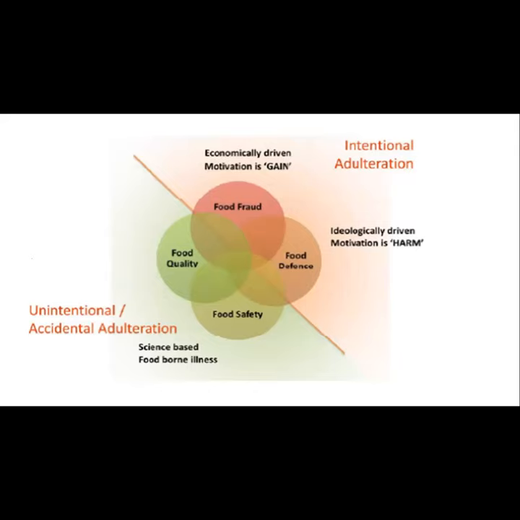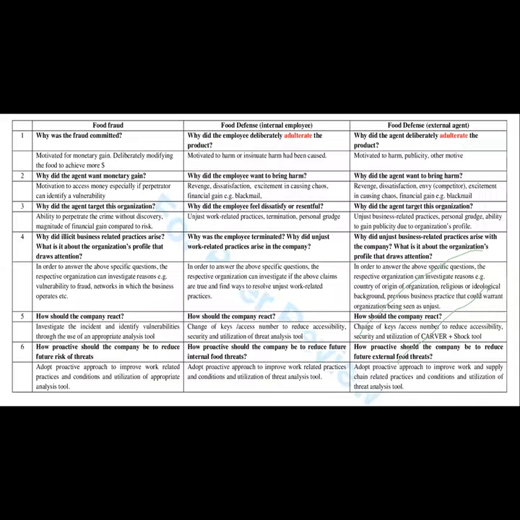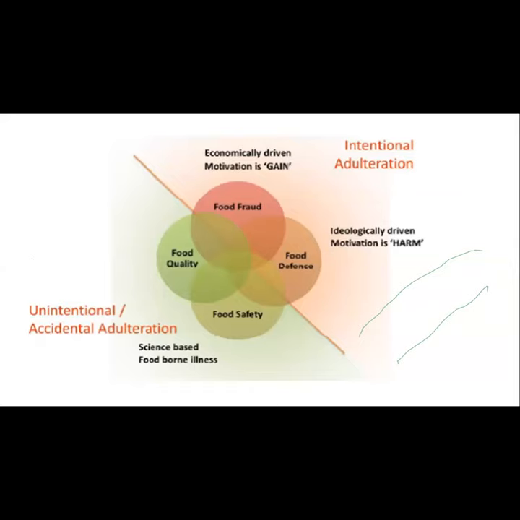If we take this in the general way, there is a very thin line between food fraud and food defense. The main difference is that food fraud is intentional adulteration which is economically motivated, whereas food defense is uneconomical, intentional or unintentional harm of food.